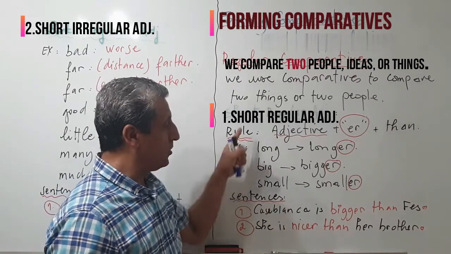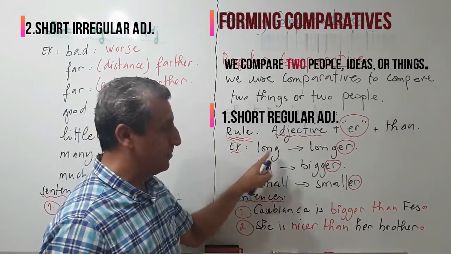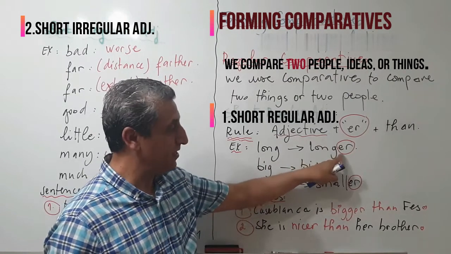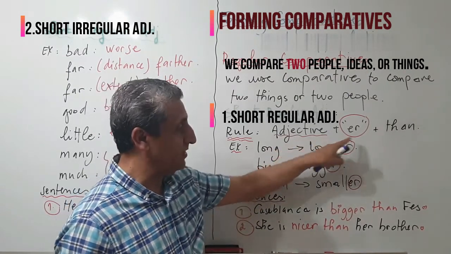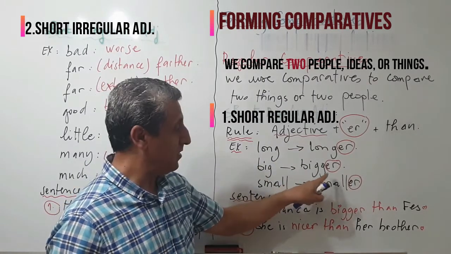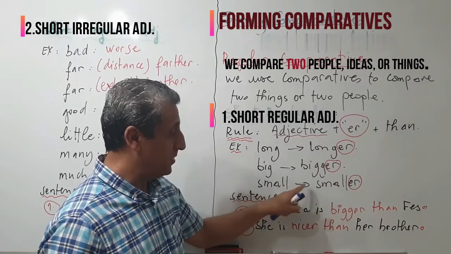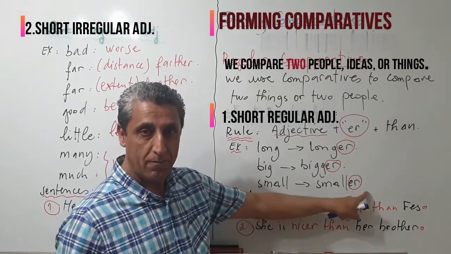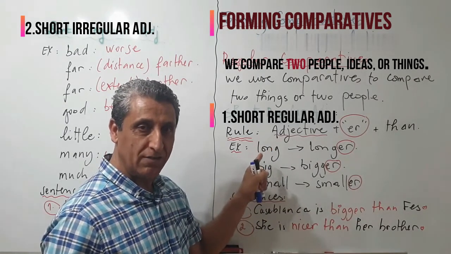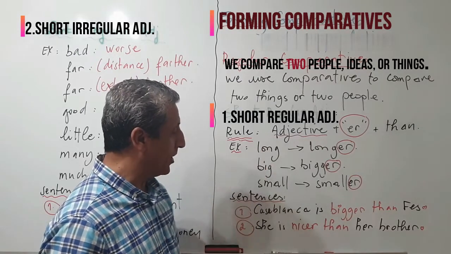We must put it in a sentence because it gives the sentence that sense of comparison, okay? Examples of short regular adjectives. Long becomes longer. Notice er. Adjective plus er. Big, bigger. Er. Okay? Small, smaller. Er. So these are short regular adjectives, and we applied the rule which says plus er.